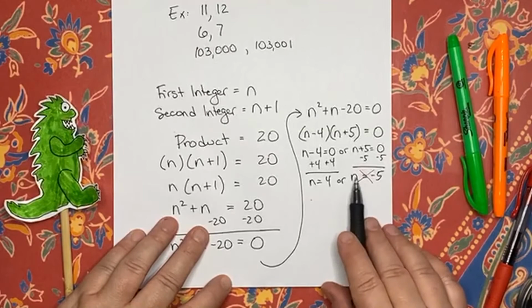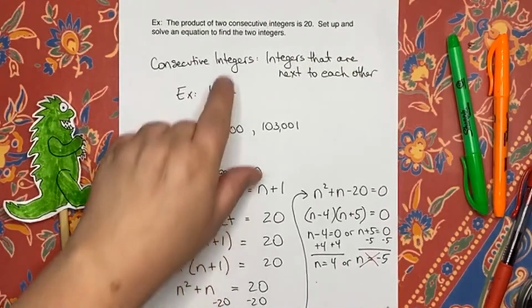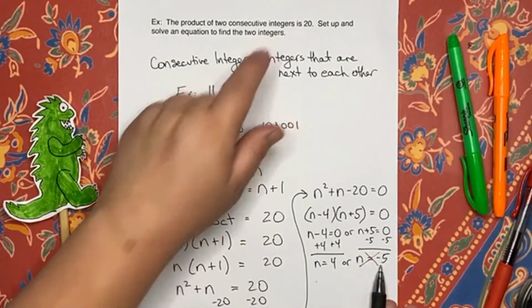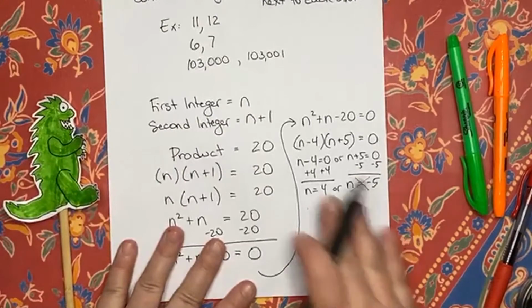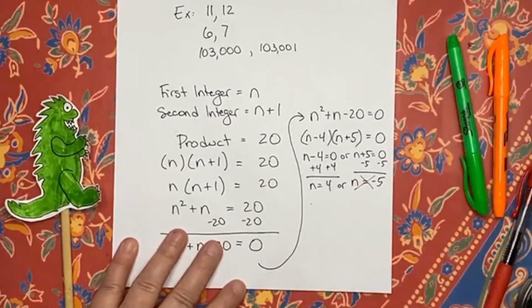So could n be -5? No. Why not? What are we looking for? We're looking for integers. -5 is not an integer. So it's right out. So we say it's not that one. See how this works? Sometimes we get two answers, sometimes we just get one.